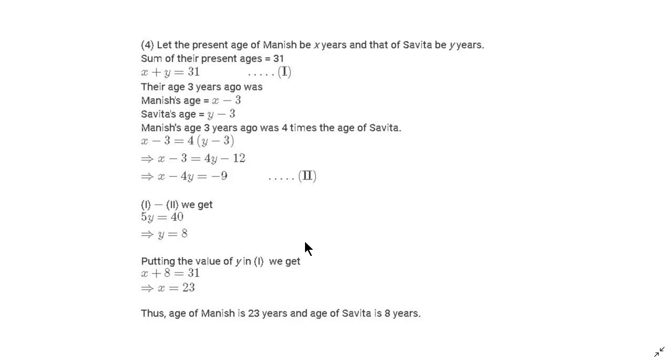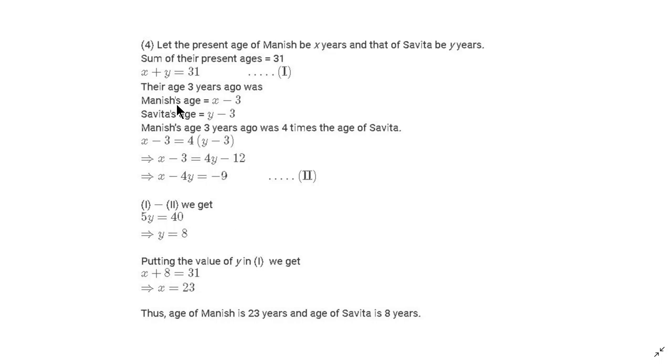Okay. Then what is the condition? Condition is the sum of present ages of Manish and Savita is 31. Means simply X plus Y is equal to 31. But the second condition is a little complex. What is the second condition? Manish's age 3 years ago was 4 times the age of Savita.